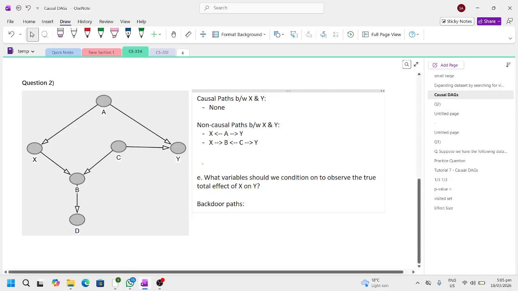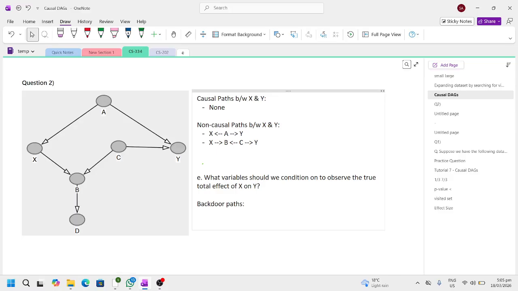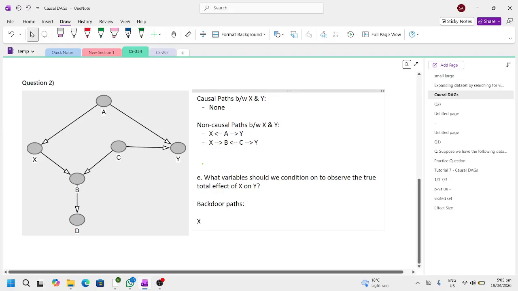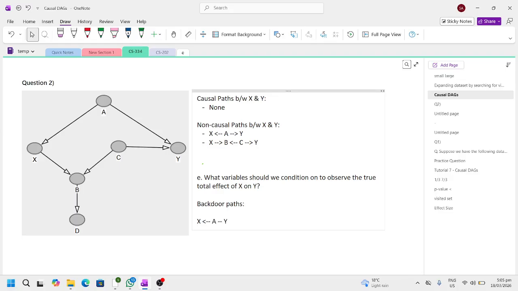The algorithm that we're using is the exact same. First, you will list all backdoor paths between them. So, what are the backdoor paths between these two variables? Only the first non-causal path. Yeah, you're right. Only the first non-causal path is a backdoor path between them. Which means what nodes would you condition on? A. Perfect. Condition only on A.